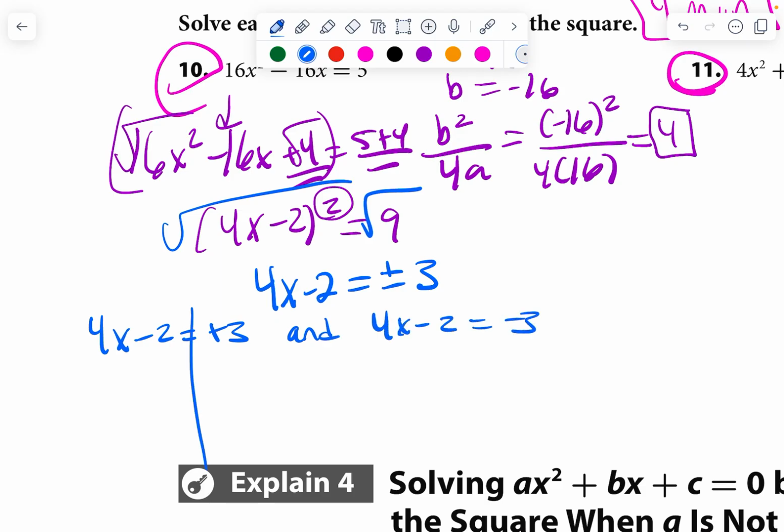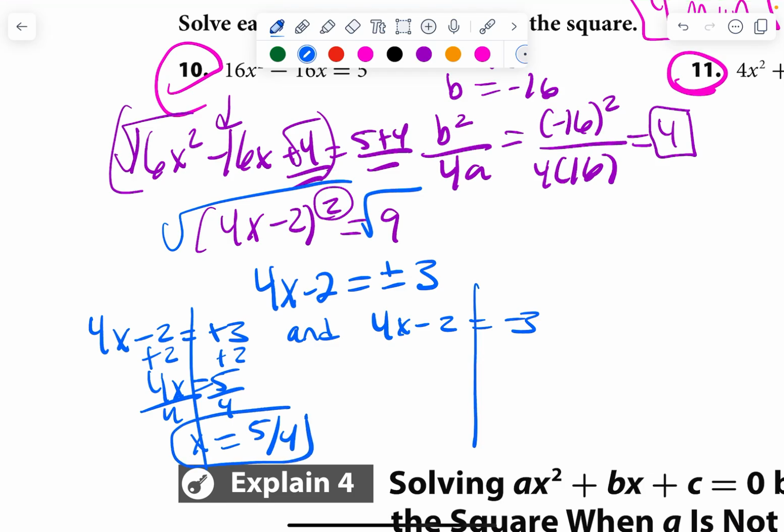And I'm just going to solve the first one. Add 2 to both sides. 4x equals 5. Divide both sides by 4, so x equals 5 over 4. Then I do the same thing on this one. Add 2 to the left, add 2 to the right. I'm left with 4x equals negative 1. Divide both sides by 4, and I get x equals negative 1/4.